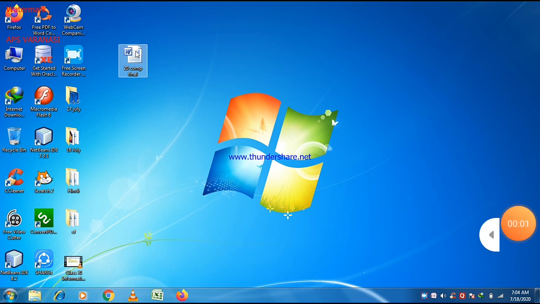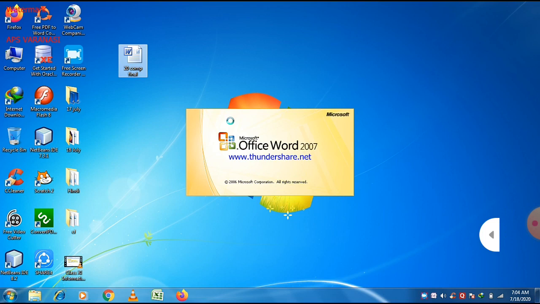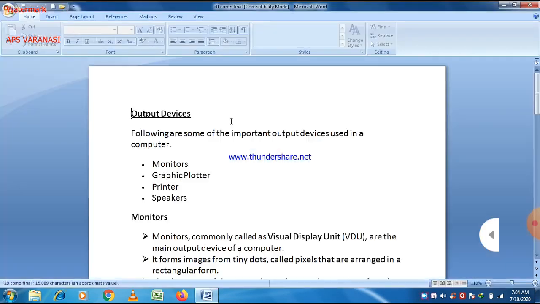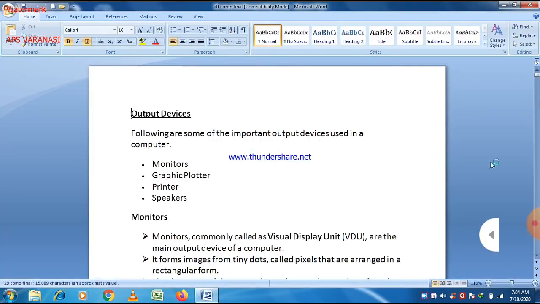Good morning, students. Today our topic is computer hardware, and in this lecture we are going to discuss some output devices, especially monitors. As we know, output devices are those devices which are connected to the computer and give us output or information which a human being can understand.